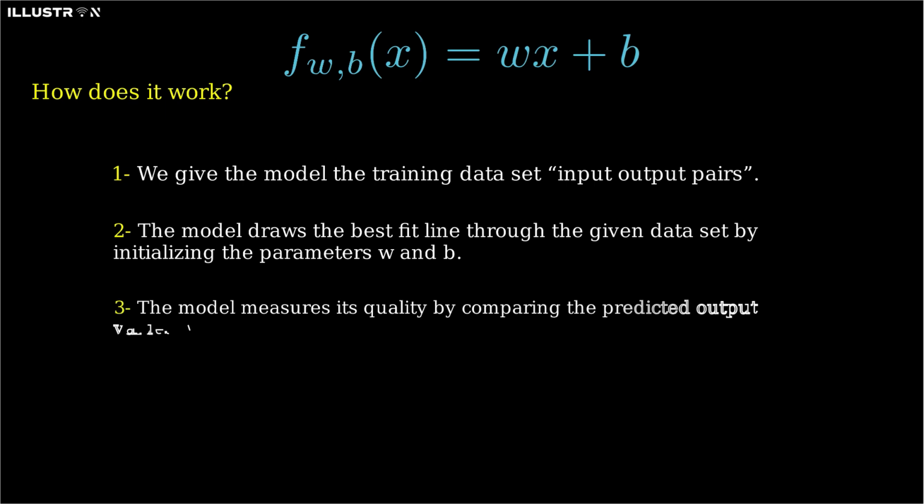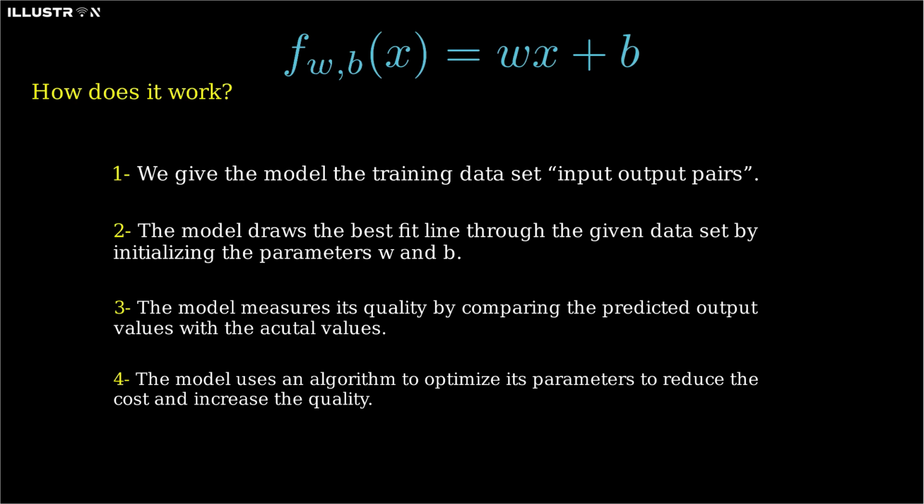The model evaluates its performance by comparing the predicted output values, y hat, with the actual output values from the training data, y. This comparison helps us understand how well the model captures the relationship between study hours and the final grade. Finally, the model employs an optimization algorithm to adjust the weight and bias in a way that minimizes the difference between the predicted and actual grades.